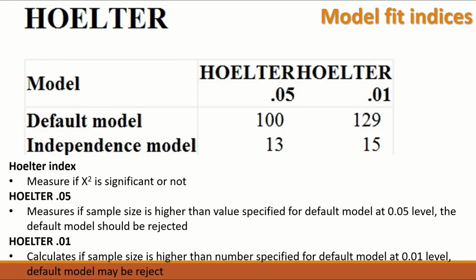The next index is the Hoelter index, and as shown here, the Hoelter index is a measure used if the chi-square is significant or not. So Hoelter 0.05 measures if the sample size is higher than the value specified for the default model. At 0.05, the default model should be rejected. For Hoelter 0.01, calculate if the sample size is higher than the number specified for the default model at the 0.01 level. The default model may be rejected.